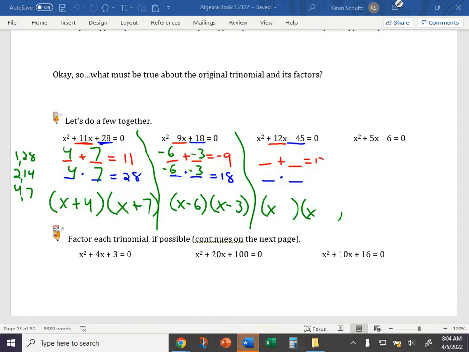Now I got to rewrite everything. That eraser is so big. I'm sure there's a way to make it smaller, but I don't know how to do it.